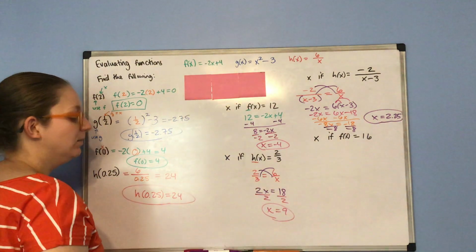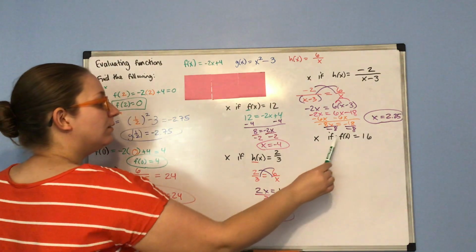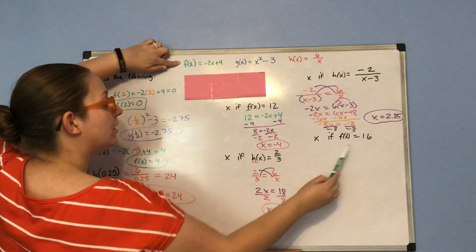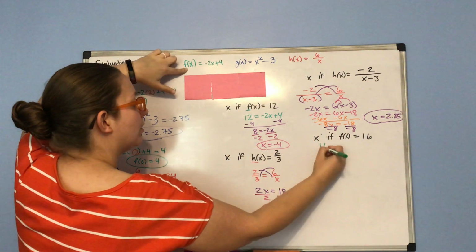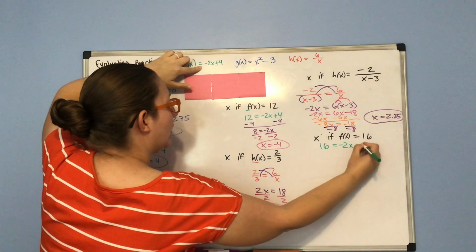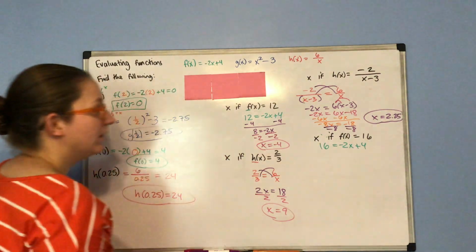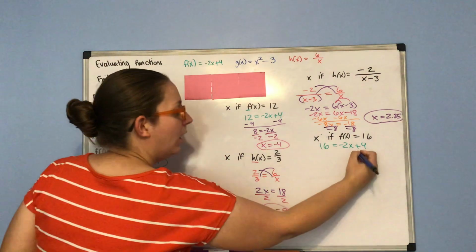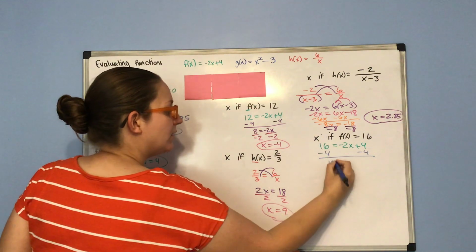Last but not least, they are saying we want to find x if f of x, we're using this equation, equals 16. Since f of x equals 16, we're going to put 16 here instead of f of x. Everything else stays the same. And just like with these other ones, we're now going to solve that equation. Undo plus 4 by subtracting 4. 16 minus 4 is 12.